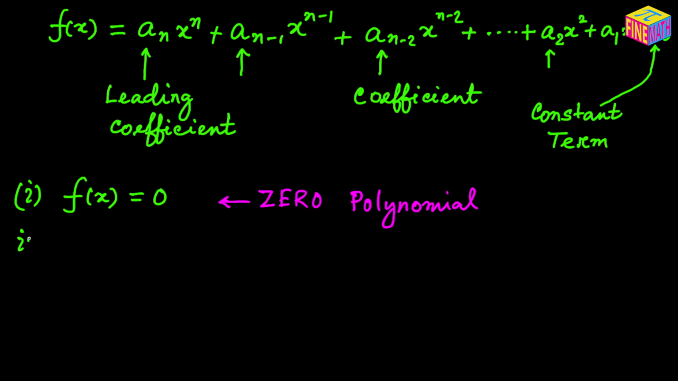Now let's take a look at the second example, where all of the coefficients other than the constant term are 0. For example, a sub n is equal to 0, a sub n minus 1 also 0, a sub n minus 2 also 0, all the way up to a sub 2 is also 0, and a sub 1 is also 0. Then you see all of those terms become 0 except for the constant term, which is not equal to 0. And in that case, f of x becomes equal to a sub 0. And this type of a polynomial function is called a constant polynomial.